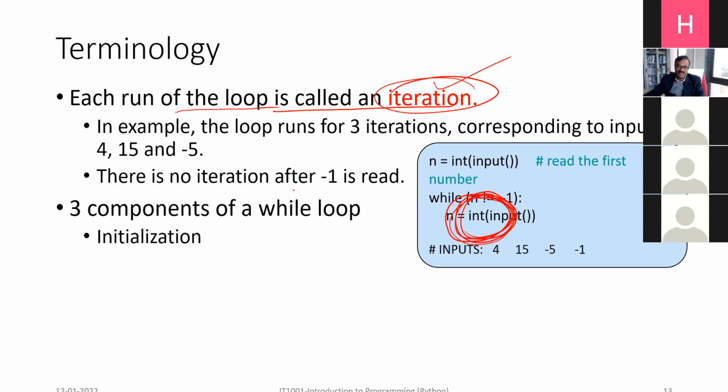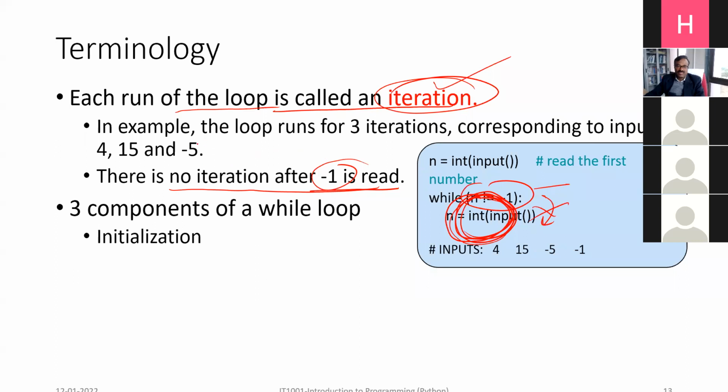And there is no more iteration after -1 is read. As soon as this condition becomes false, there is no iteration, because it will not go inside the loop, and therefore no iteration.